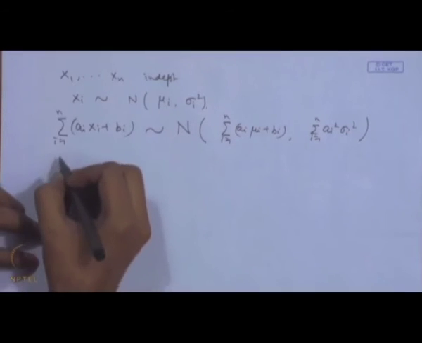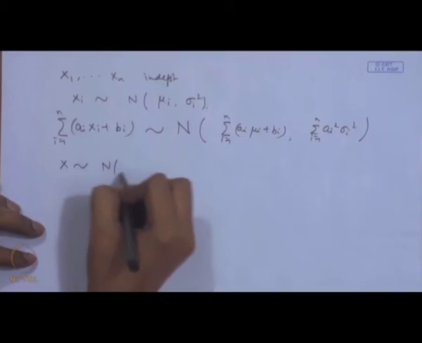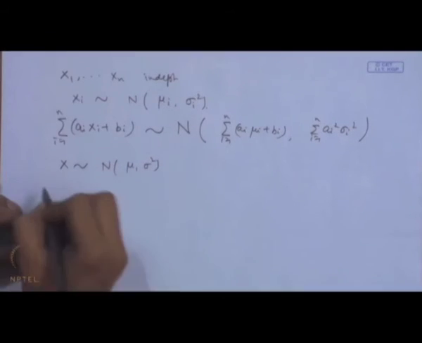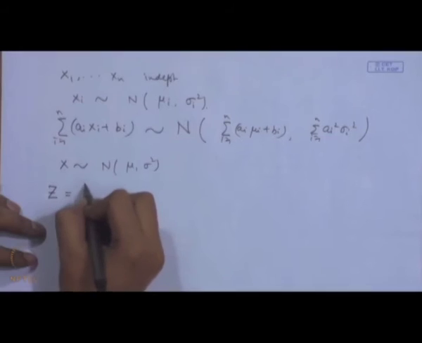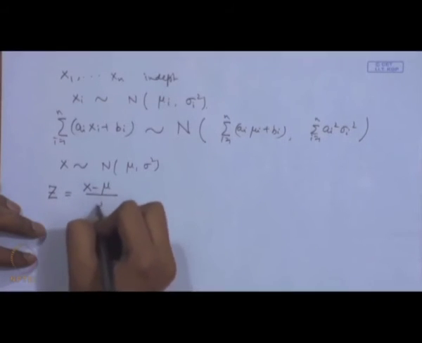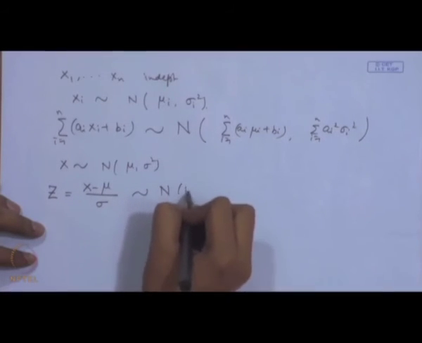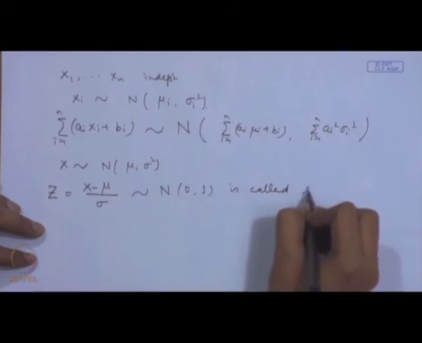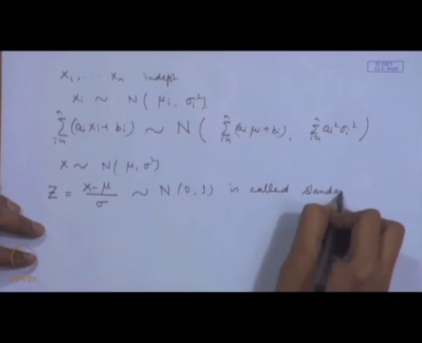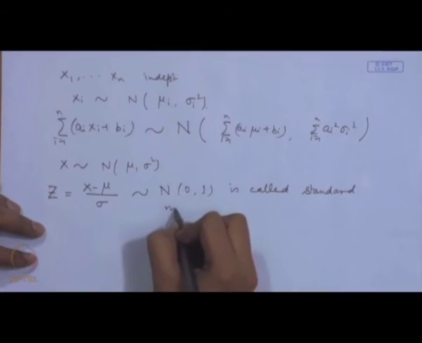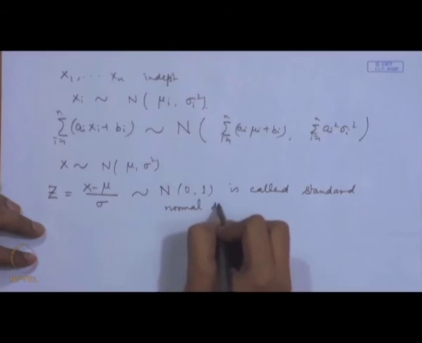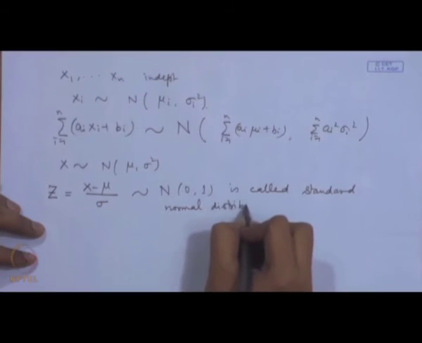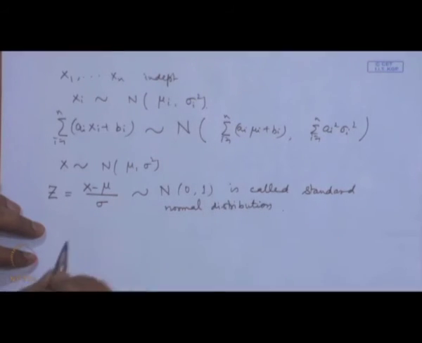Now, let us consider this. If X follows normal mu sigma square, then by the linearity property, if I consider (X minus mu) by sigma, that will follow normal 0, 1. This is called the standard normal distribution.